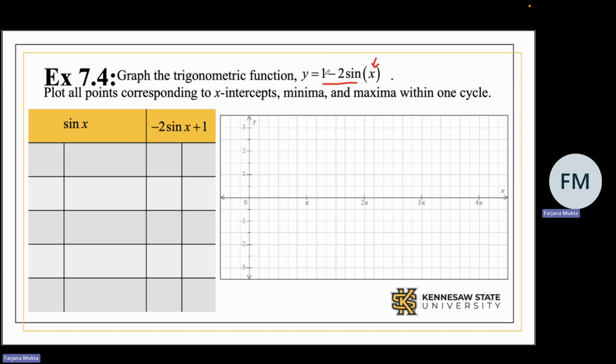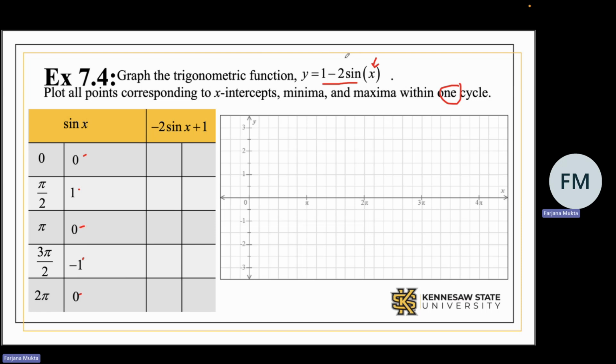So moving forward to our next example, we are trying to graph 1 minus 2 sine x. In order to plot the corresponding x-intercepts, minimum, maximum within one cycle, which means from 0 to 2 pi, we already have our sine table for that. So x-intercepts are these points, and then minimum, maximum. Now, in this function, from the inside, we are not adding, subtracting, or multiplying anything. So there is no horizontal shift or horizontal shrink or stretch.